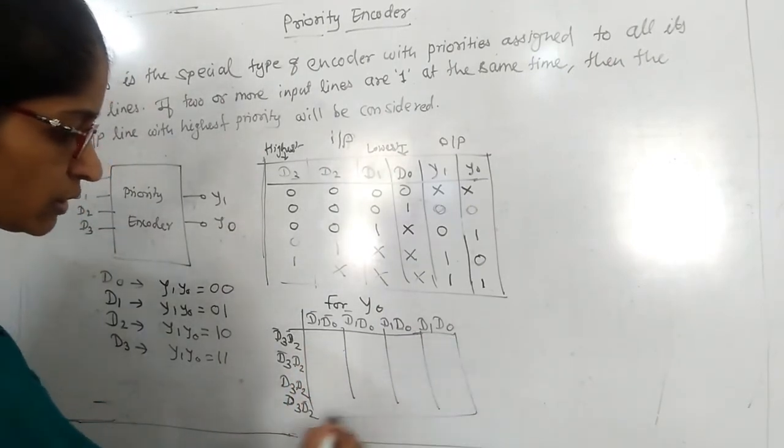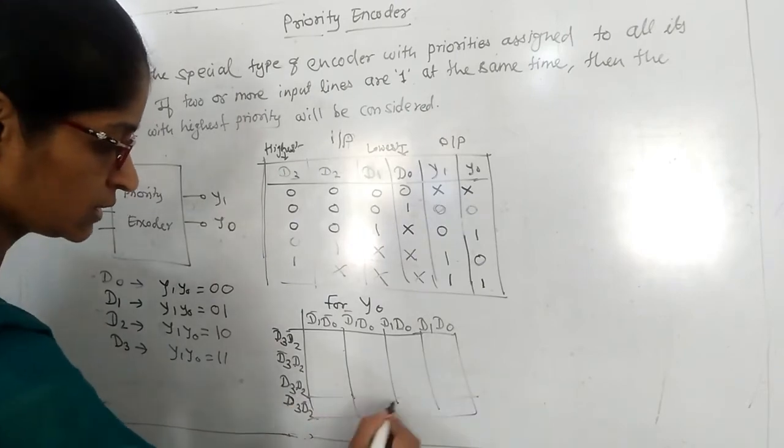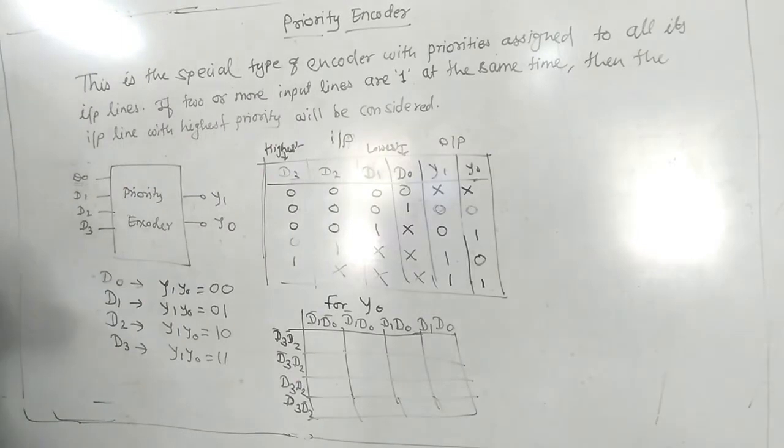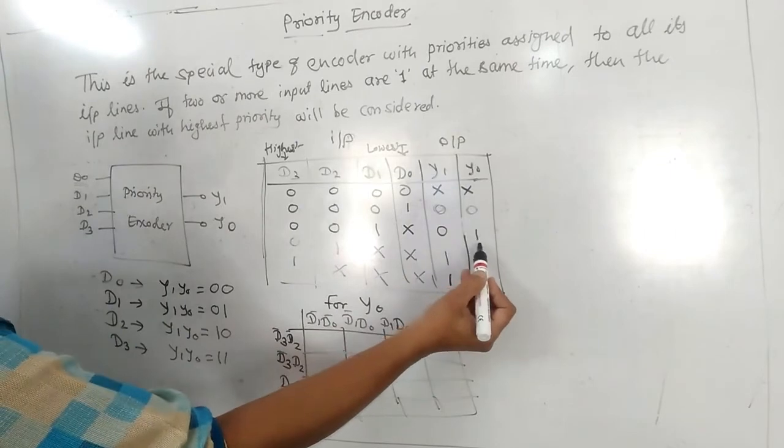Now we have to plot the output Y0 on this K-map. So we have to check for which input combination output Y0 is 1. So here Y0 is 1 for this.